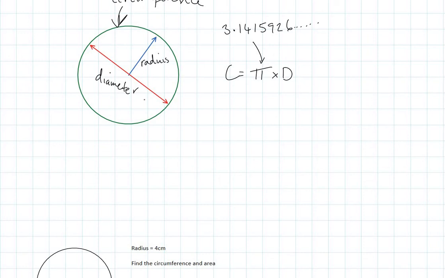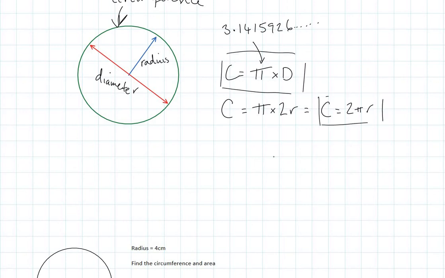But look here, see that diameter is also double the radius. So I could have another formula, pi times 2 lots of the radius. And I would normally write this as c equals 2 pi r. We normally put numbers like digits at the front. Pi is just a number as well, and r is the variable here. The radius could change for different sizes of circles. So we've got two formulas for the circumference, and we'll see when we're going to use each one.